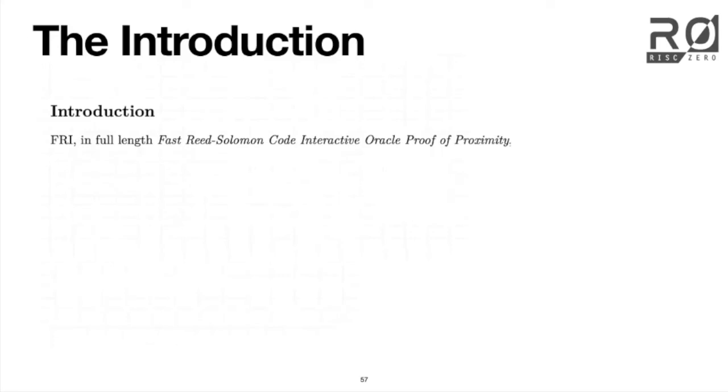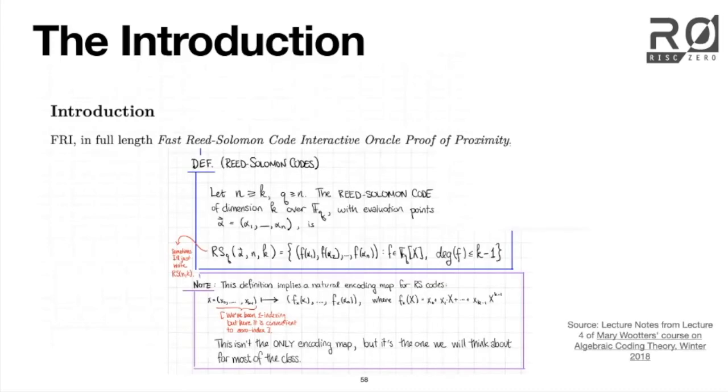Here's that first sentence. Fast Reed-Solomon code, interactive Oracle proof of proximity. I'm not going to talk about this definition, but I figured I would include it for those who are interested. This is a formal definition of what a Reed-Solomon code is. It's, again, drawn from that same course on algebraic coding theory, which I highly recommend.